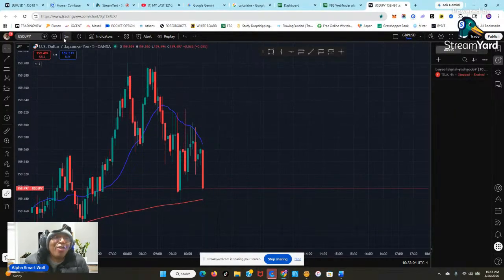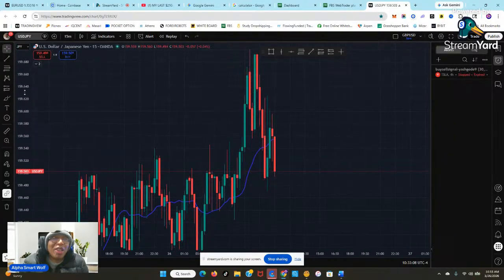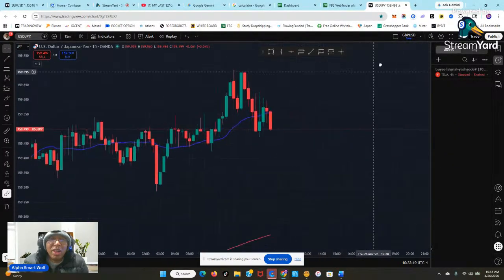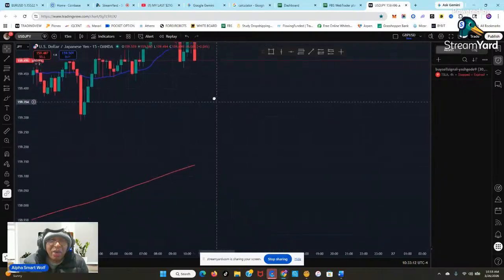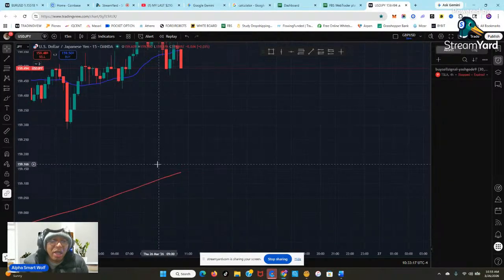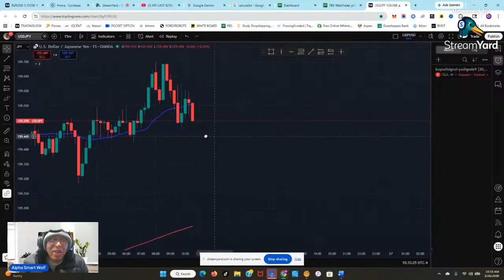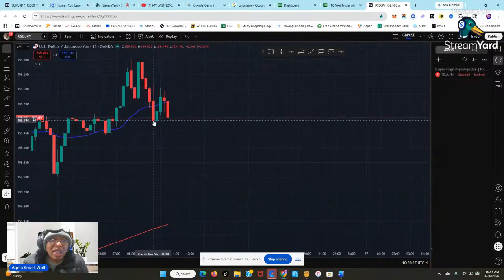So let's go to the 15 minutes opening candle. Let's look at the 15 minutes. So 9:30. Which one is the 9:30 one? There is the 9:30 candle. It's this red candle here. This is the 9:30 candle right there. That one is the 9:30 candle.